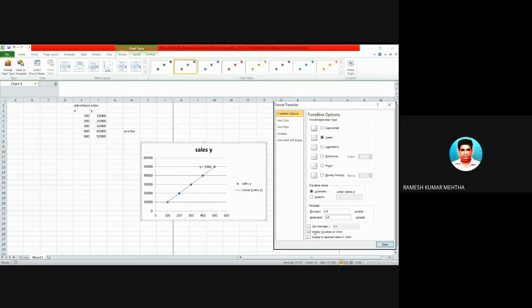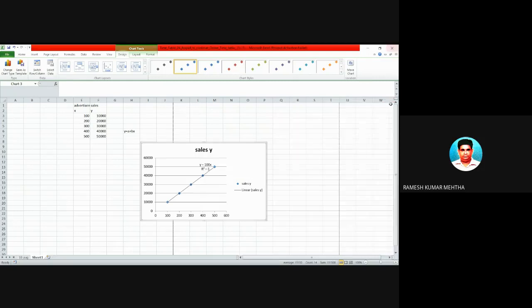So the moment I asked for display the equation on the chart, it is appearing on the chart: y is equal to 100x. And I am asking to display r squared value on the chart, you will get r square is equal to 1. So if r square is equal to 1, can anybody tell what is r? Can anybody tell the value of r? If r square is equal to 1, what is the value of r? Okay, if r square is equal to 1, then automatically r is equal to 1.